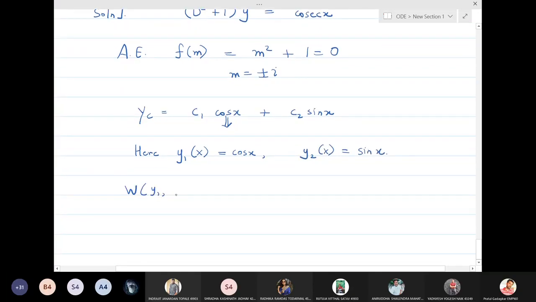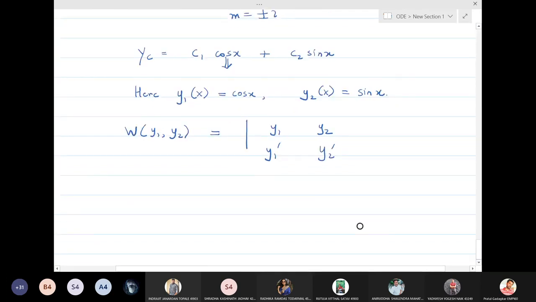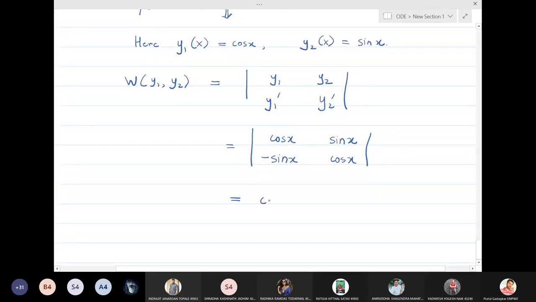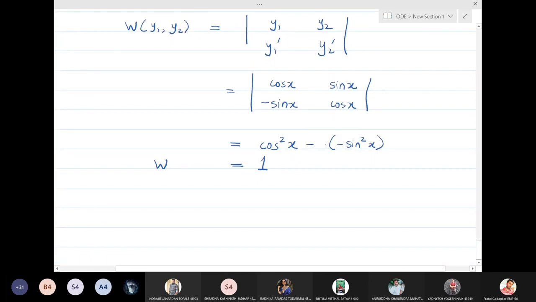Let us find the Wronskian of the two functions. The Wronskian of y1, y2 is the determinant with rows y1, y2 and y1 dash, y2 dash, which is cos x, sin x; derivative is minus sin x, cos x, which is cos² x minus (minus sin² x), which is cos² x + sin² x, and the Wronskian becomes 1. So W is 1.